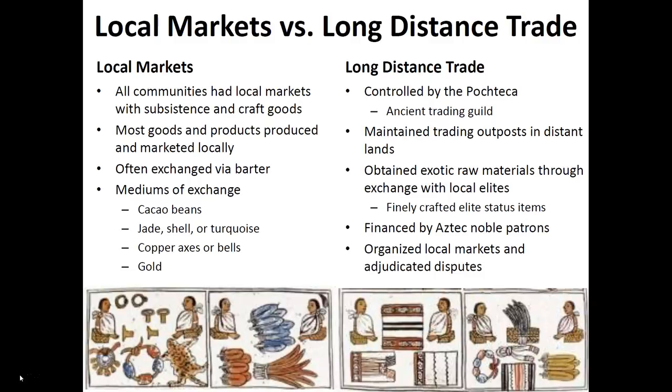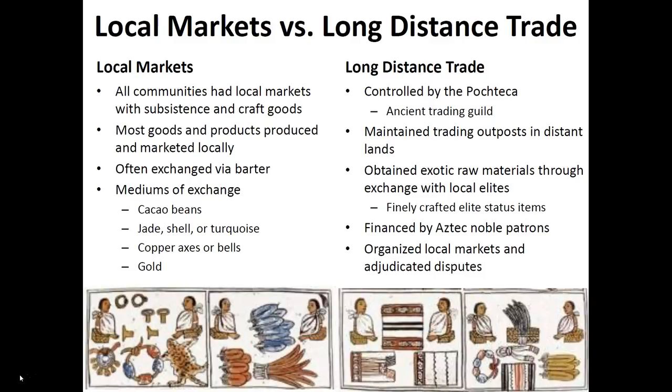The Pochteca maintained trading outposts in distant lands in order to obtain exotic raw materials from these distant regions, and they would obtain them by exchanging them with local elites who had control of the access to these resources, and they would provide finely crafted items that associated these local elites with the power of the Aztec Empire.